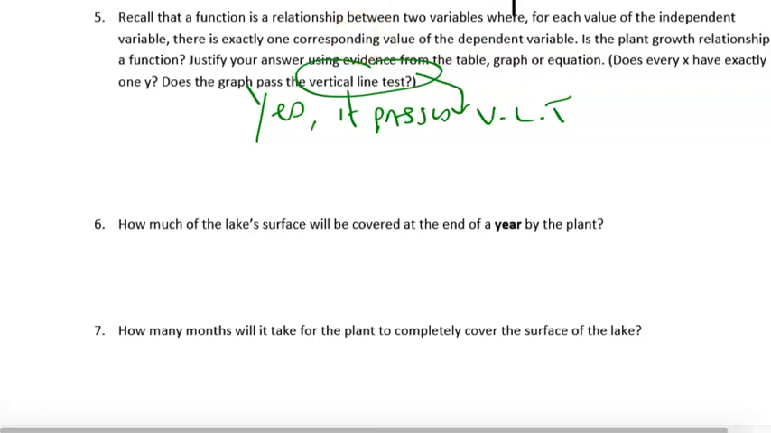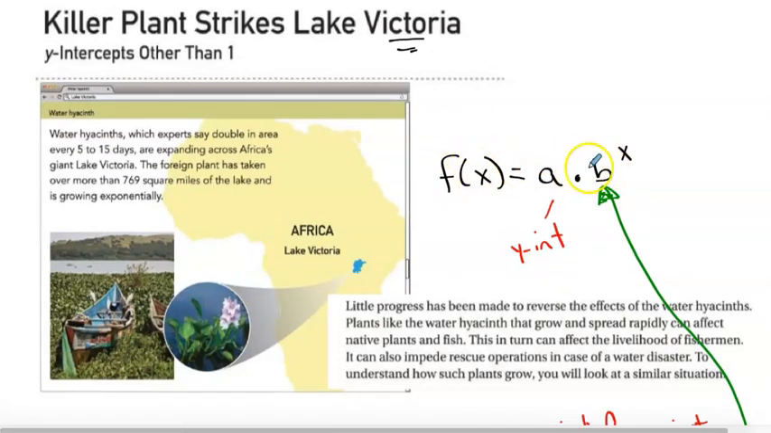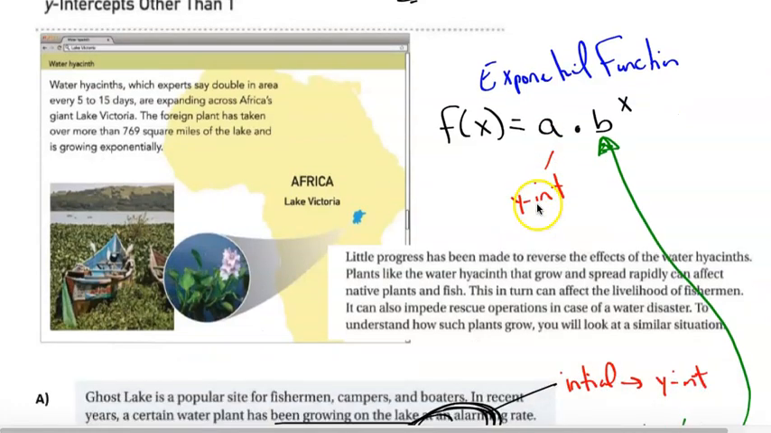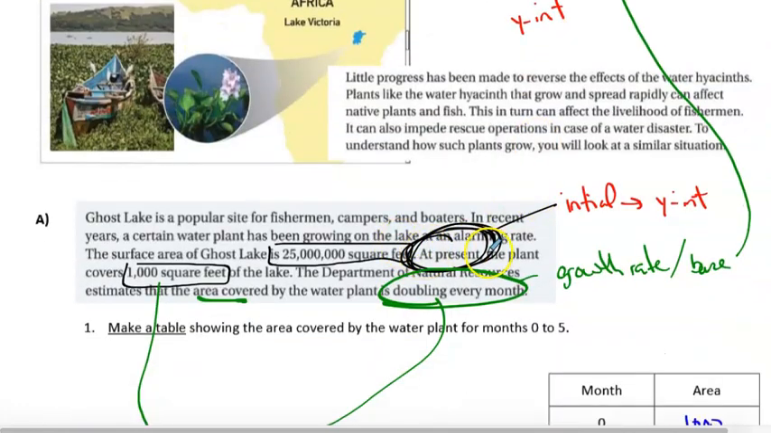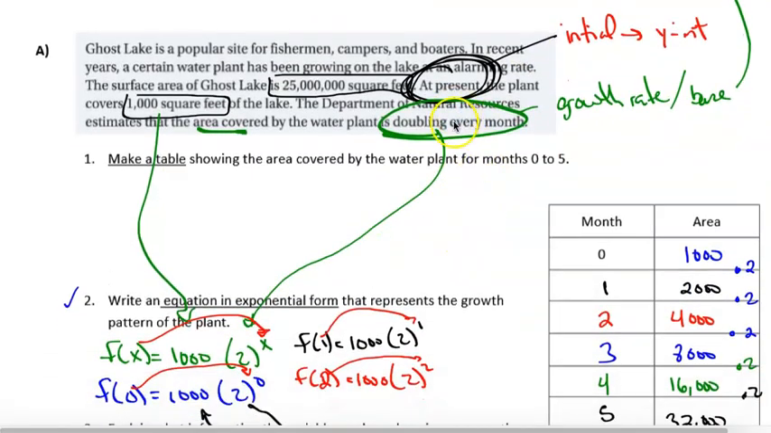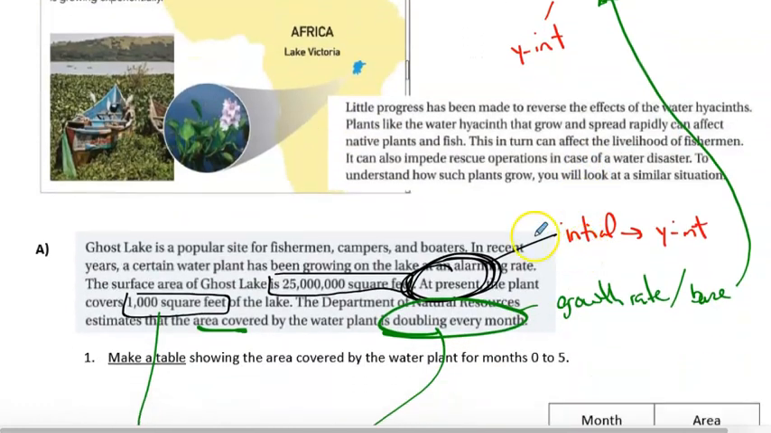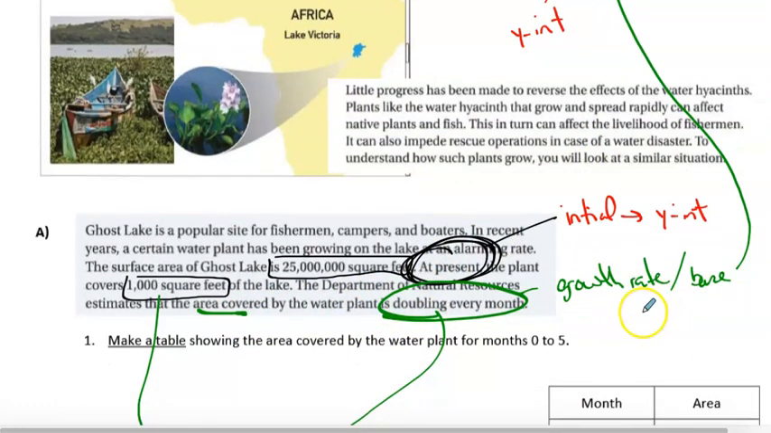All right, so just a quick little recap as you're catching up. We got Lake Victoria. We have f of x equals a times b to the x. This is our exponential function. The a value is the y-intercept, and we got the y-intercept here at present. So initially, that's how we got the a value of 1,000. B is the growth rate, or how my y values are growing each time the x value increases, and it's covered by the water plant, and it's doubling every month, and that's how we got the growth rate.